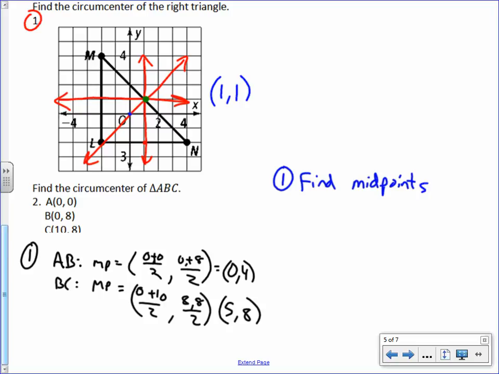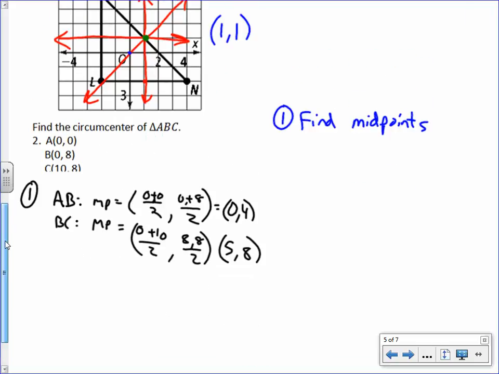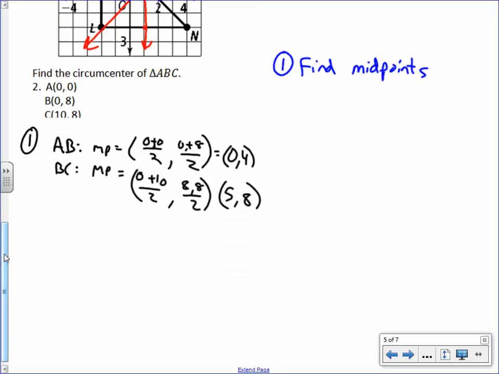And then the last one would be AC. The midpoint, again, we're just finding the average of the x and the y, so that would be 0 plus 10 divided by 2, and 0 plus 8 divided by 2. So you'll have 5 and 4 for that one. So those are your three midpoints.